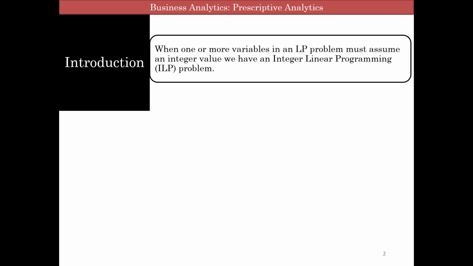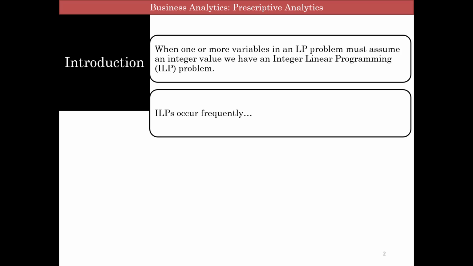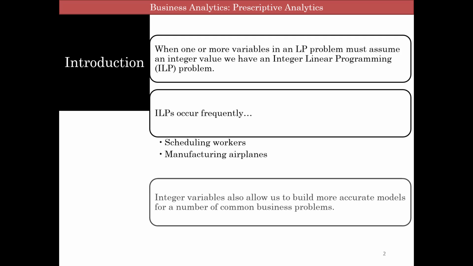So let's talk a little bit about why this is so important compared to what we have done so far. When we did linear programming, sometimes we get solutions which are in decimal values. However, we do have problems where we must have integer values, and these occur very frequently in day-to-day life. For example, scheduling workers. You cannot schedule half a worker. Manufacturing planes. You cannot manufacture half a plane. Integer variables allow us to build more accurate models for a number of common problems.